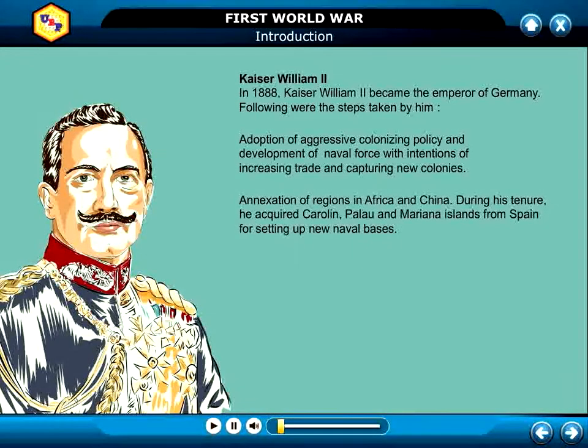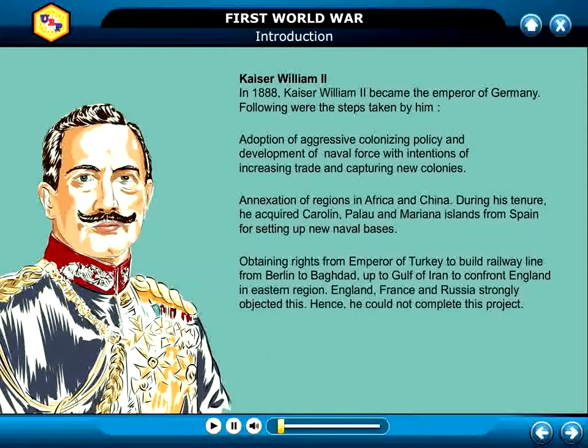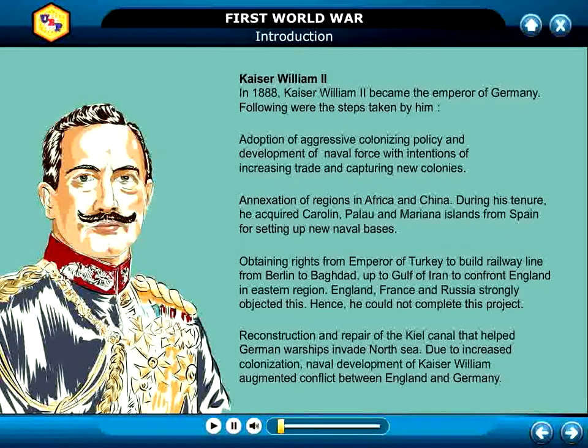During his tenure, he acquired the Caroline, Palau, and Mariana Islands from Spain for setting up new naval bases, and obtained rights from the Emperor of Turkey to build a railway line from Berlin to Baghdad, up to the Gulf of Iran, to confront England in the Eastern region. England, France and Russia strongly objected to this, hence he could not complete this project. He also reconstructed and repaired the Kiel Canal, which helped German warships invade the North Sea. Due to increased colonization, the naval development of Kaiser William augmented conflict between England and Germany.